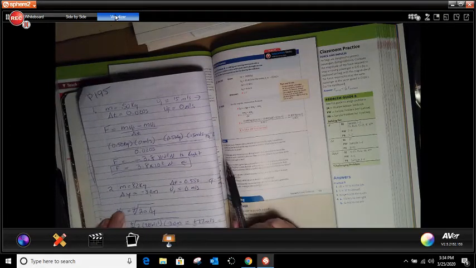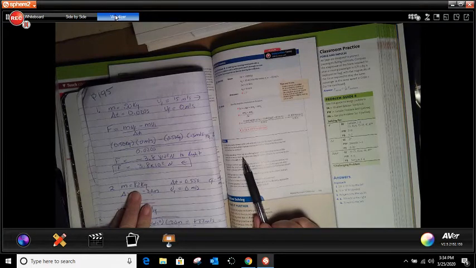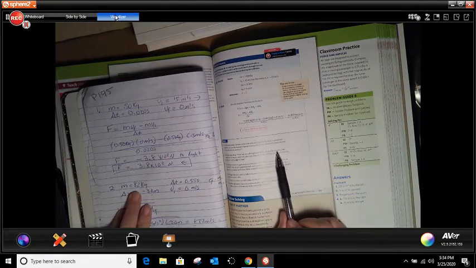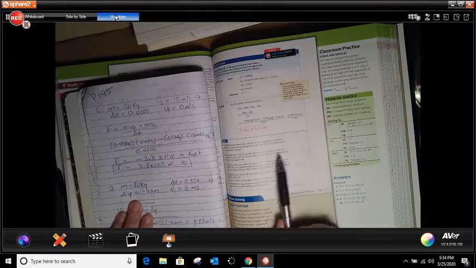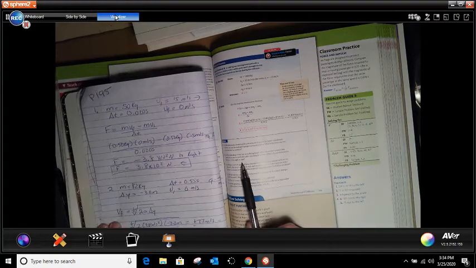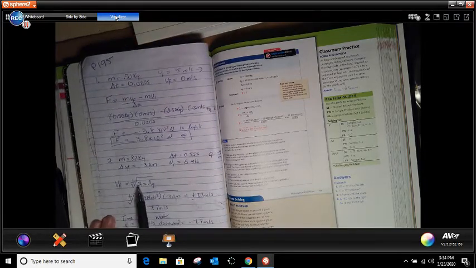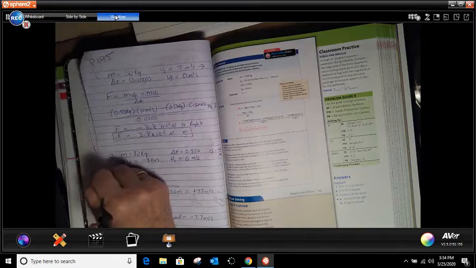Number 2: an 82 kilogram man drops from rest from a diving board 3.0 meters above the surface, and the water brings him to rest in 0.55 seconds after he reaches the water. What is the net force on the diver as he is brought to rest? For this one, you have to use a formula that is a little different than what you've seen before. Make sure you've written that down.